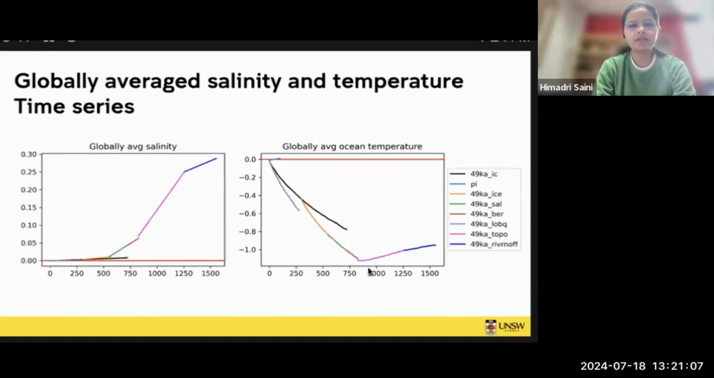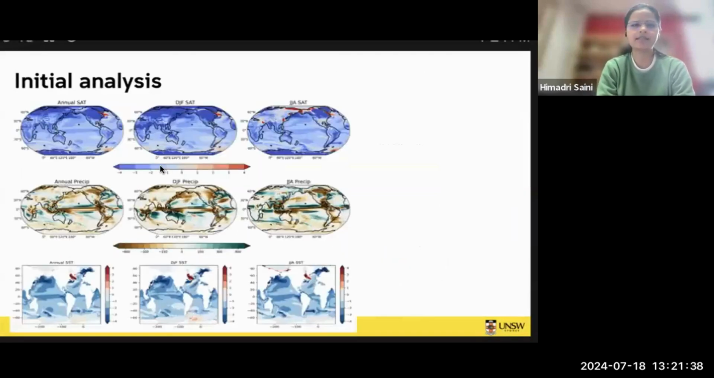Finally, the plots here show the globally average salinity and ocean temperature. We were adding salinity continuously, so we have such a huge linear increase all the time. Global ocean temperature is about 1 degree lower compared to PI. And it's still increasing, but that's a very small change. So this is where we have basically stopped right now. And this is just some initial analysis that I'm currently doing.